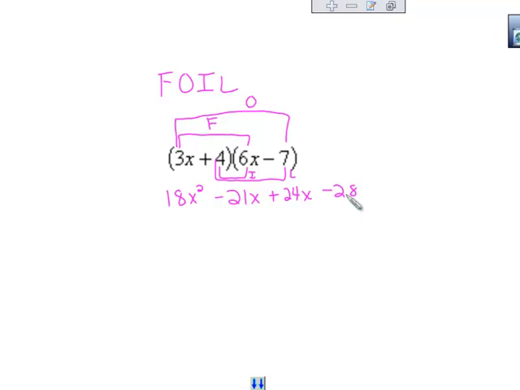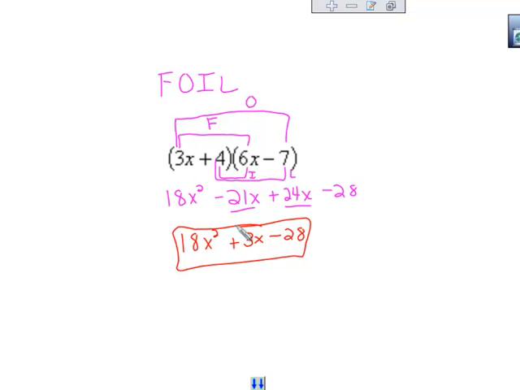Now what you have to remember with foiling is that the outside and the inside are always going to combine. You can see here that these two terms are exactly the same, x and x. So my final answer is going to be 18x squared, negative 21 plus 24 is positive 3x, and then negative 28. Final answer. So this is the FOIL method.